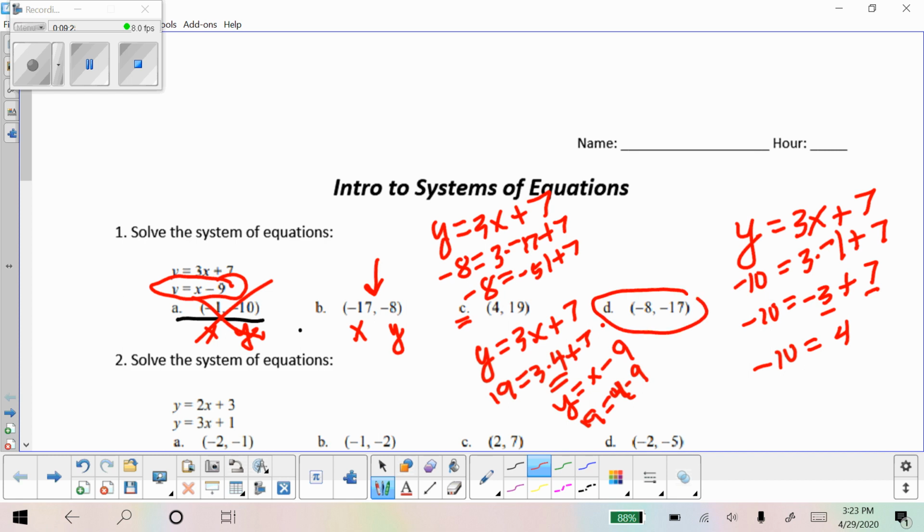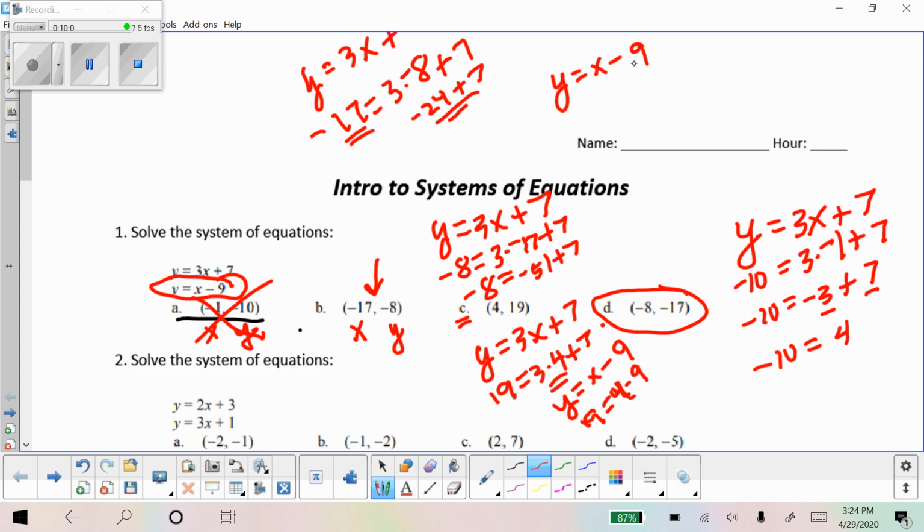It must be D, and I'll show you that that works. If I take the first equation, I get -17 equals 3 times -8 plus 7. And that's -24 plus 7, which is the same as -17, so that works. The second equation, y equals x minus 9. If I put negative 17 where the y is, negative 8 where the x is, and do this subtraction, that equals negative 17. That works for that equation also. So the common solution is D for both those equations.